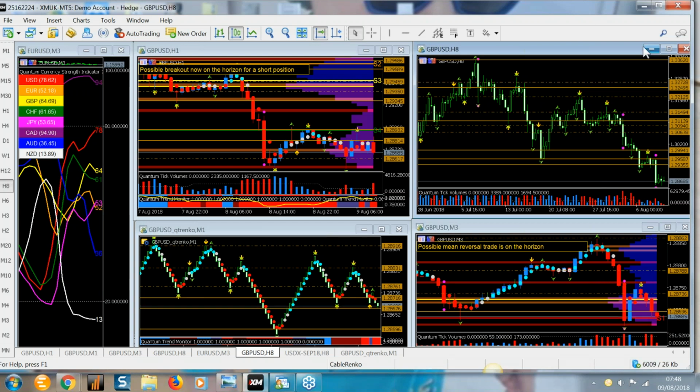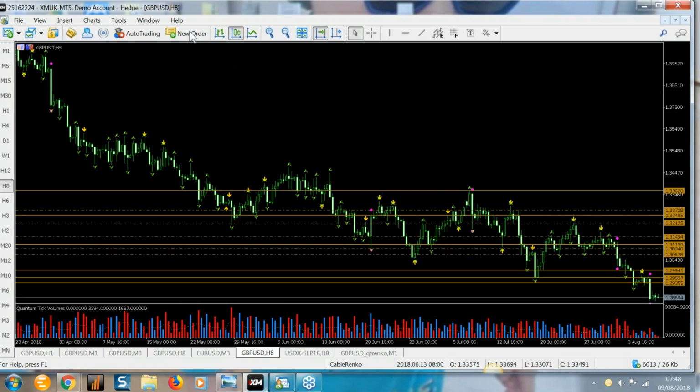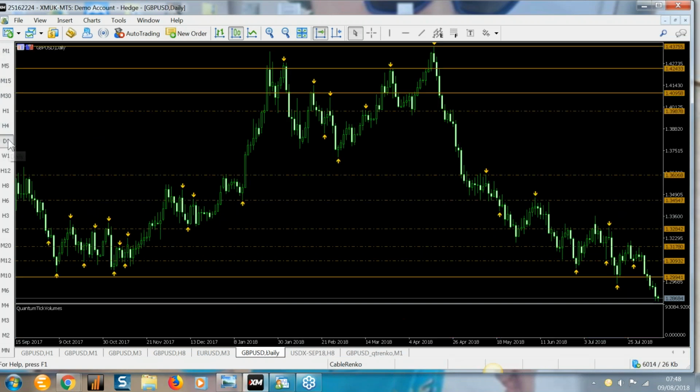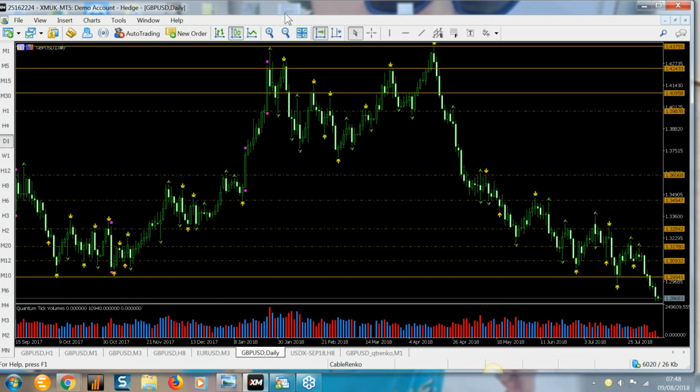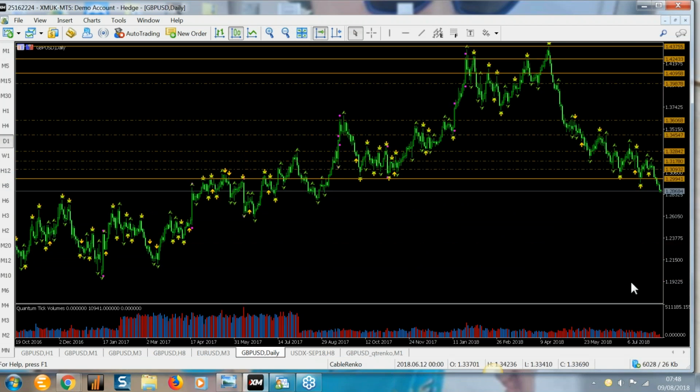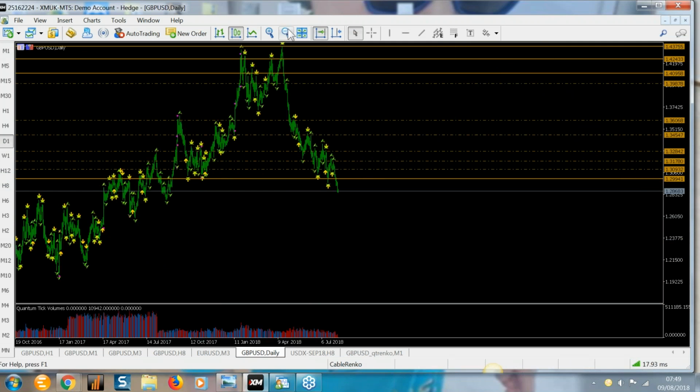Now with cable, in fact, I was going to highlight cable anyway. Let's move to the daily, and I'm going to have to scrunch this up because it's very difficult to see. So right, here we are. This is the daily. I think that's the daily chart. I'll just scrunch it up some more. No, that's too much.